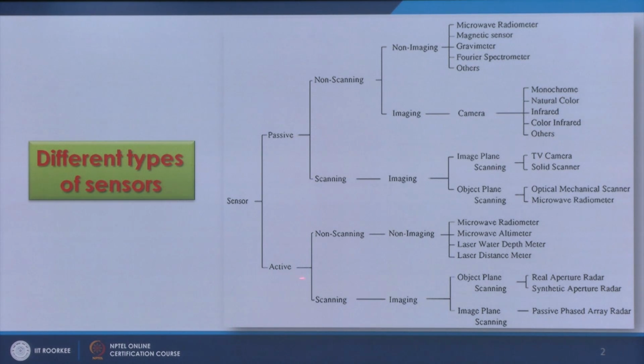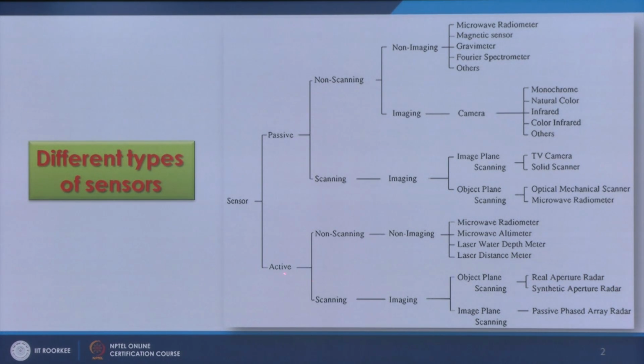Then under the category of active sensors, two types, scanning and non-scanning. Under non-scanning we have non-imaging, like microwave radiometer, microwave altimeter, and so on. Similarly, in case of active scanning, imaging, object plane scanning, real aperture radar or synthetic aperture radar.